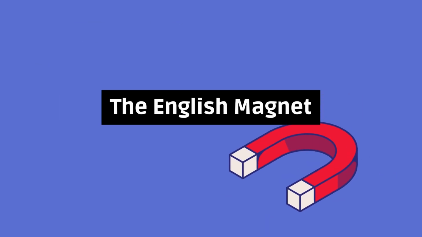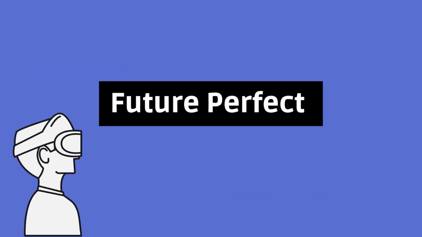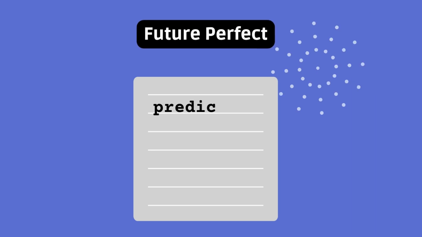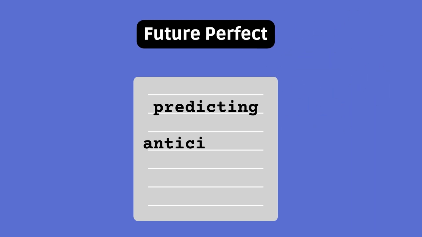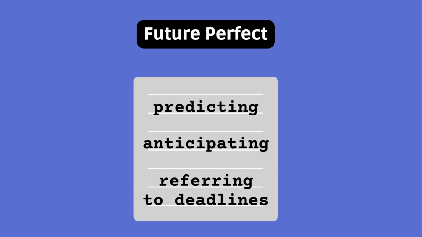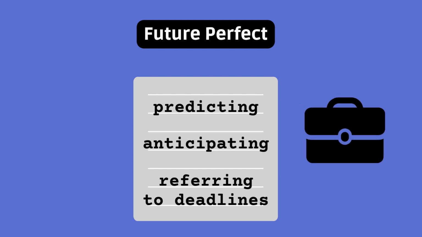Today's video, the future perfect made easy. A verb tense sometimes overlooked by learners, but actually so useful. The future perfect is your go-to form for predicting, anticipating, and referring to deadlines. A great tense for business purposes.